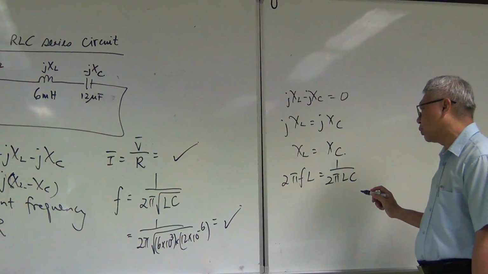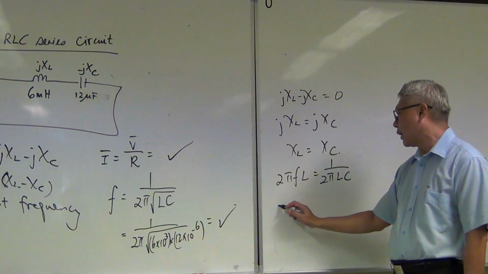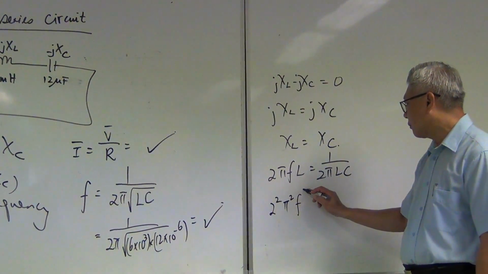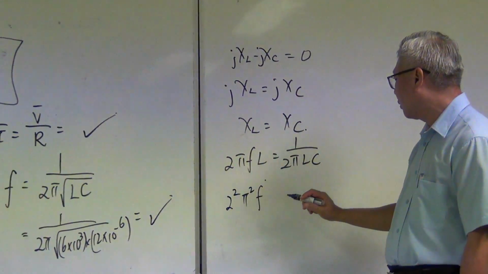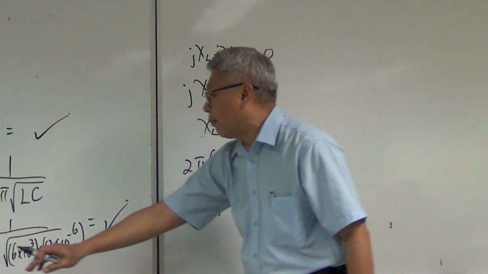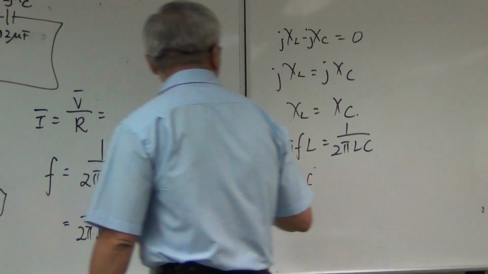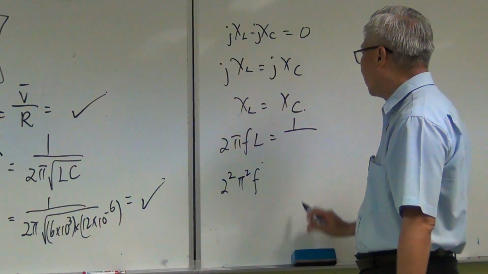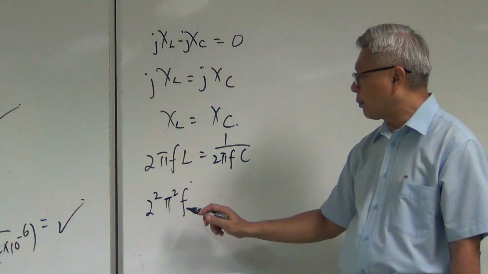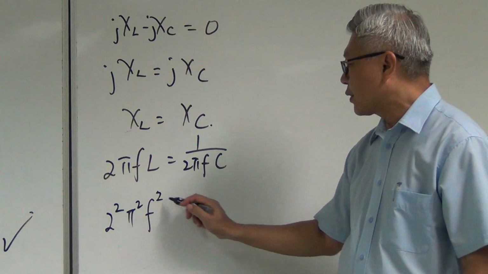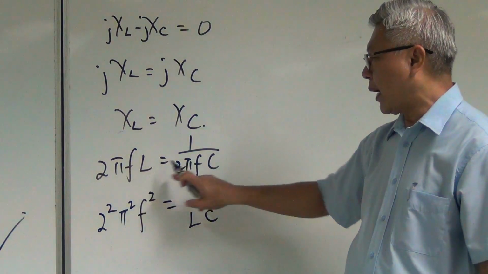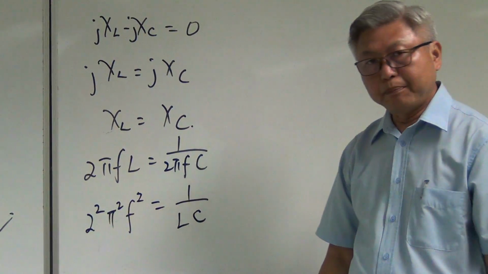If I do my cross multiplication, that is 2 pi FL equals 1 over 2 pi FC. Sorry, I made a mistake here, it's 1 over 2 pi FC. So if I cross multiply, 2 squared pi squared F squared equals 1 over LC. I bring my L down, and the 2 pi F I bring up.